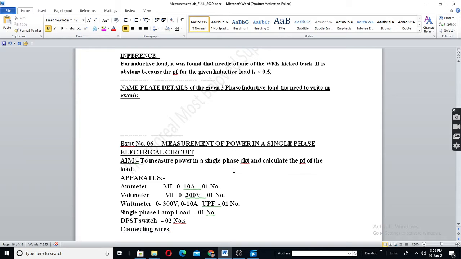You have already done this in your first year electrical lab, but still there is some confusion about how to use a wattmeter for low range current and high range current, and the selection of potential coil ratings, etc. I think that is why the same experiment is again included in your second year syllabus, that is fourth sem.